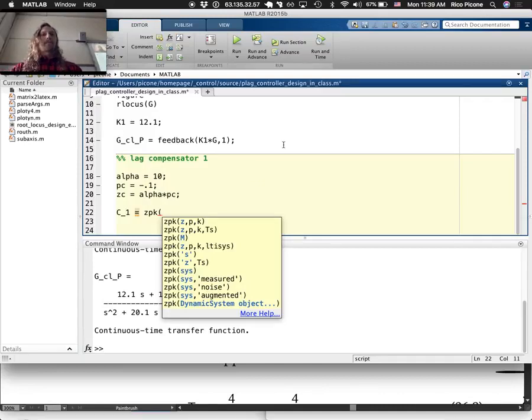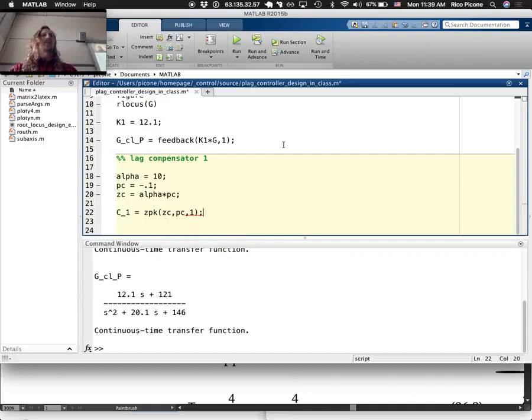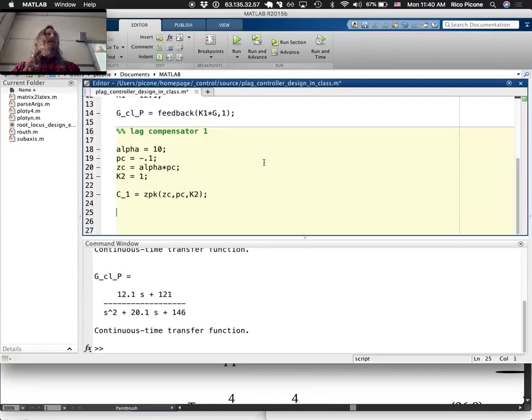So we want ZC for our zero, PC for our pole, and then the gain we're just going to set to 1 for now. This is going to be our K2 gain. In fact, I will explicitly do that so we don't forget about it. K2 equals 1, and I can put my K2 in here just to remember that it's there. We'll come back to it.